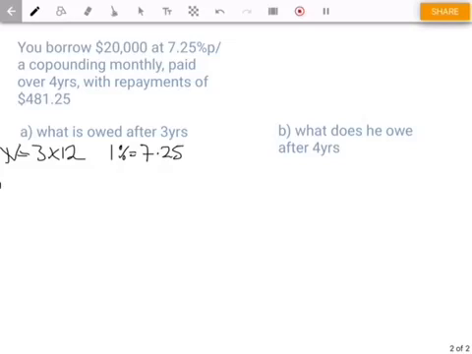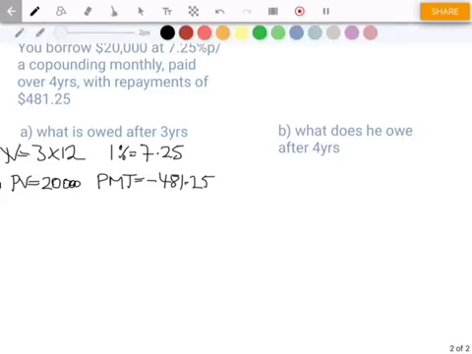Present value of the loan is our original amount, so we borrowed 20,000. For some reason, when I go too close to the edge of the screen, it completely skews off. The payment, this is where you've got to be careful and check the notes online. The payment is going to be negative 481, and as we said, 25 cents.